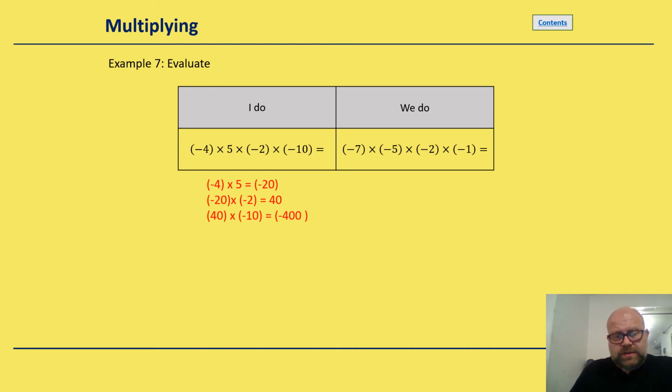So, like I said earlier, we've got 1, 2, 3 negatives. So we've got an odd number of negatives, so the answer is going to be negative. Okay, so you pause the video and you try the we do.